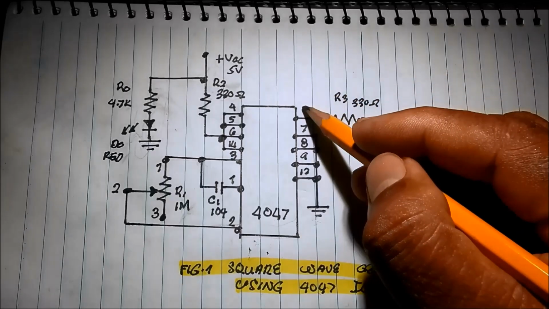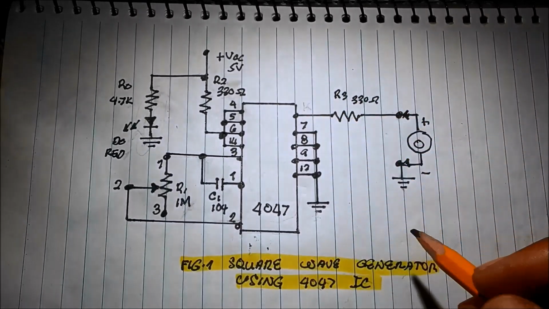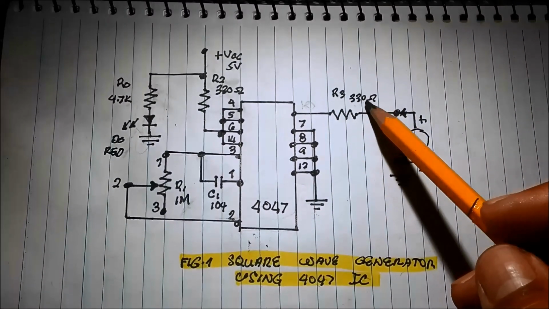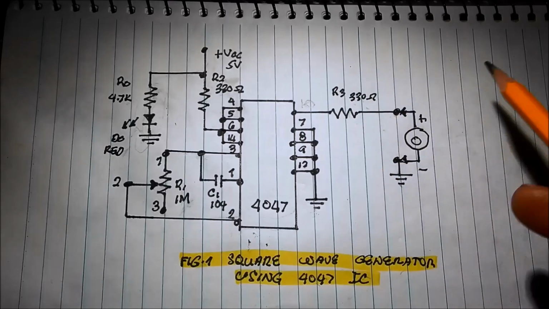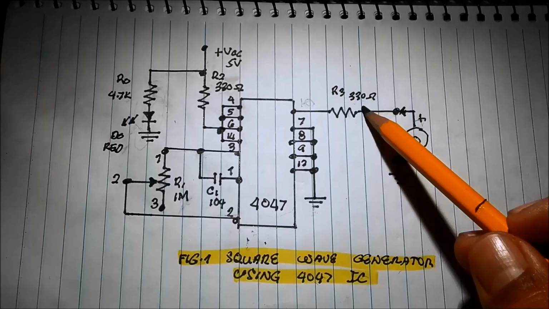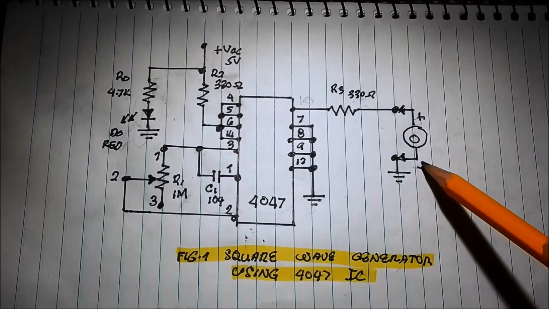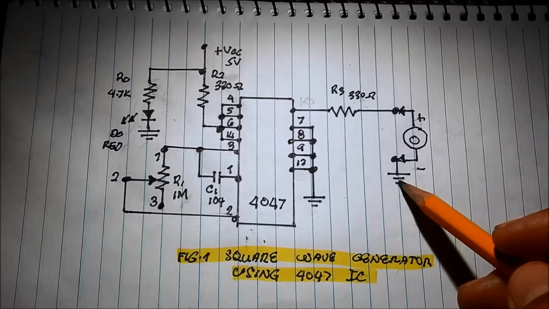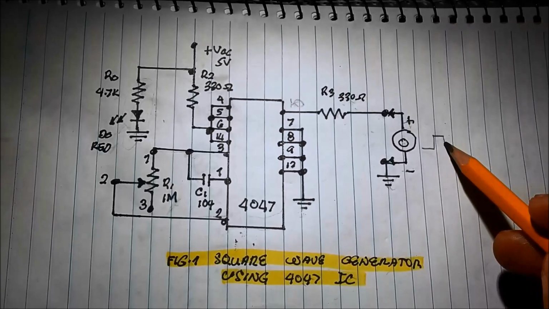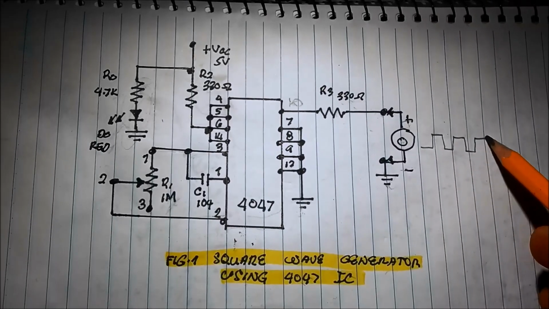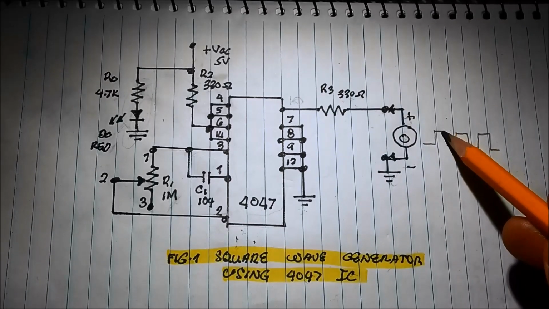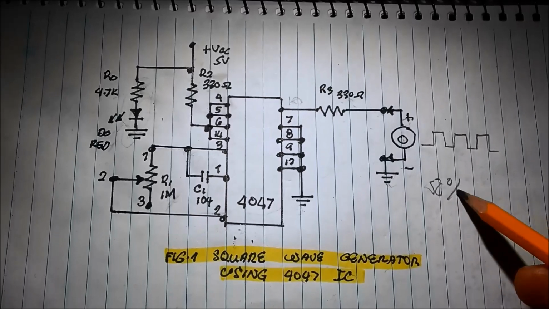And this one is pin number 10. The output is connected to the 330 ohm resistor. To the output, we connected the oscilloscope positive probe to the 330 ohm resistor, and the negative probe of the oscilloscope to the ground. What happened is we generated this square waveform, and it has a duty cycle of 50%.